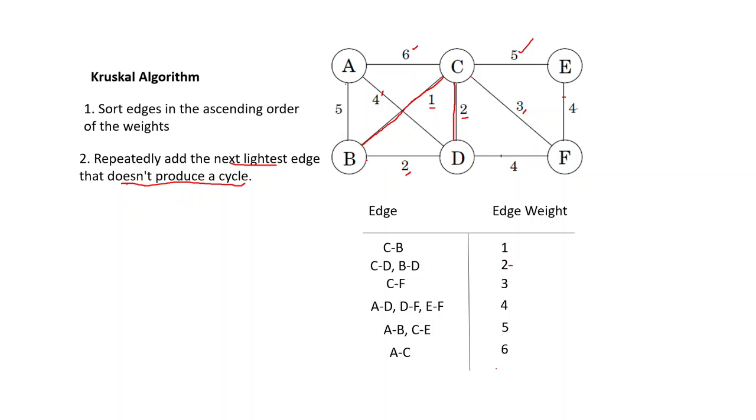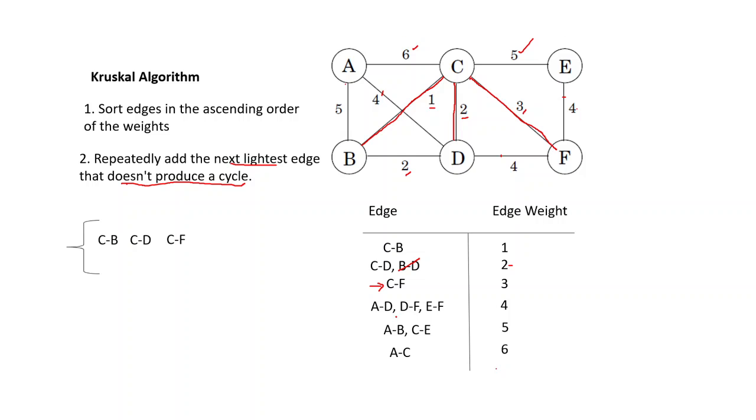So now if you add B and D, if you add BD, that is going to form a cycle. So definitely you cannot add BD. So you move on to the next level. In the next level, we have this HCF, that is this one. This is also not forming a cycle, so you add that. Okay.